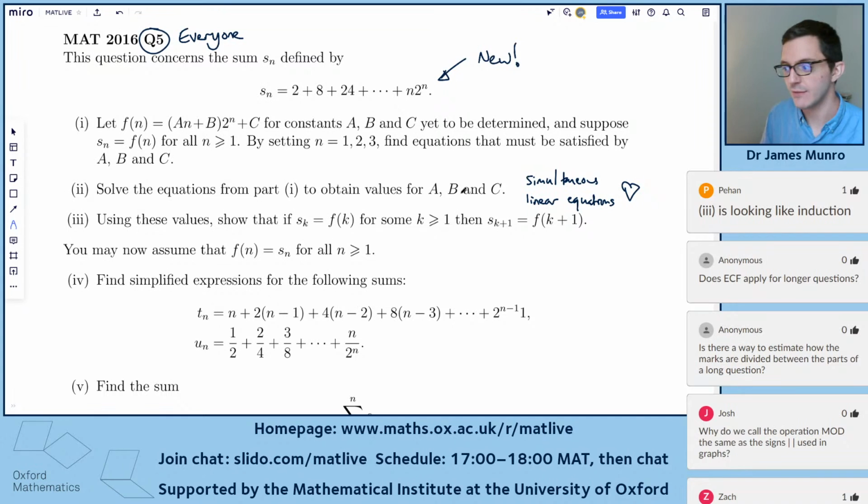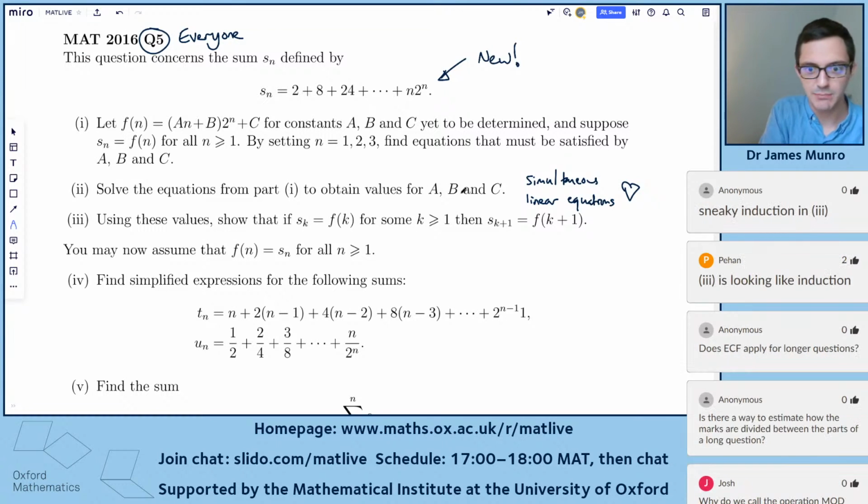Comparing that together, using that information about how sk changes, gives you a way to say, I can see how this compares. It is sneakily proof by induction, but without needing to know anything about proof by induction.